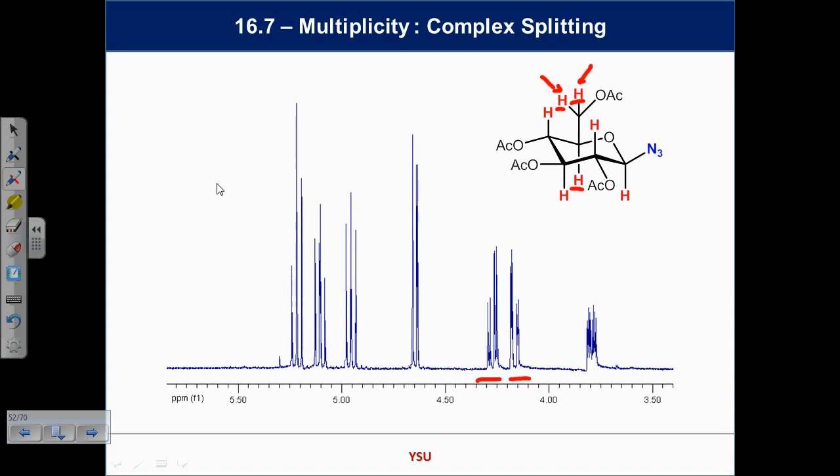Doublet of doublets. Doublet of doublets. And there you do. You get two doublets of doublets right there. Okay, so it does show. Now, the best signal on this spectrum, as far as I'm concerned, is this one over here.